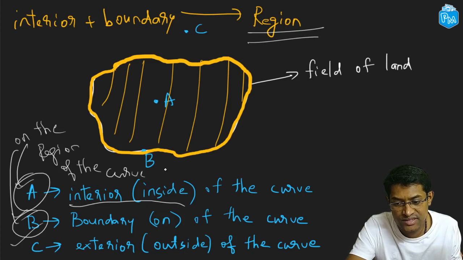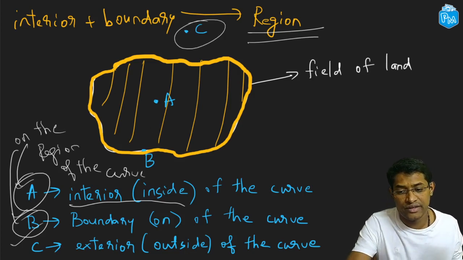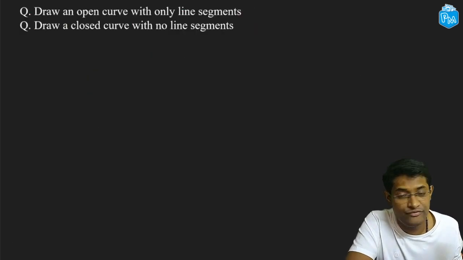Right. I can say point C is not on the region of the curve. All right. Now let's do a few questions.